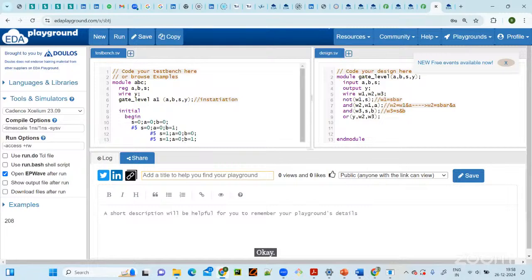In general, which style of modeling should we use? Behavioral is the one that is used most practically.